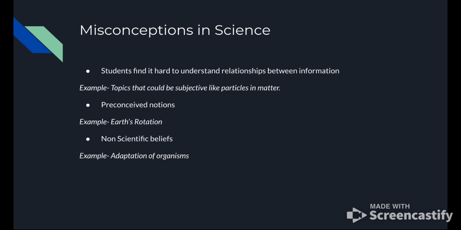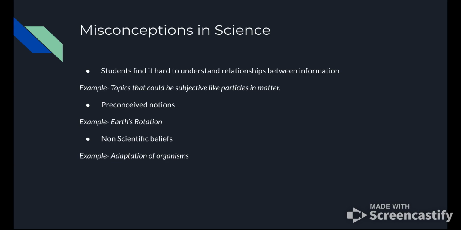First, students find it hard to understand relationships between information. This could be really broad topics in science that are very hard for them to really understand the relationships with. An example that I have is things that are subjective, like particles and matter. Particles and matter are so tiny and we can't see them, and explaining this huge world to students might be very, very hard to understand those relationships.